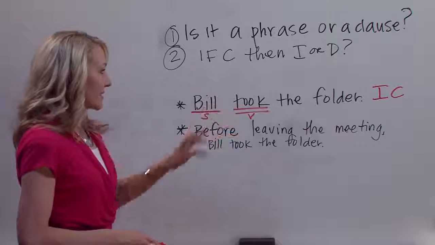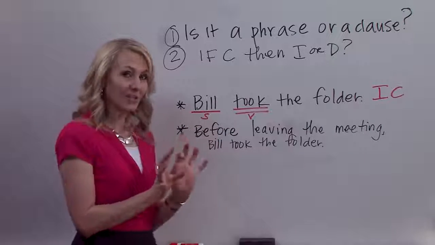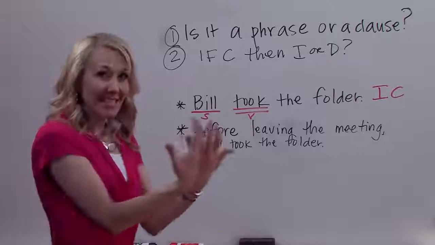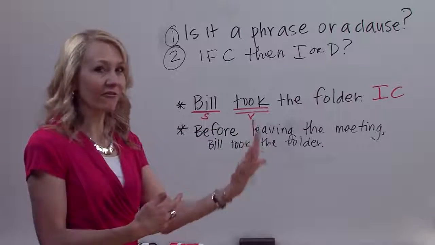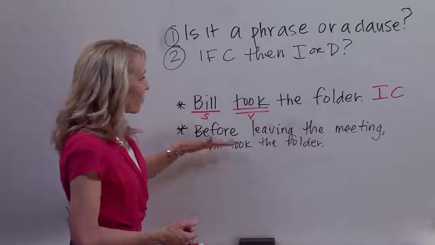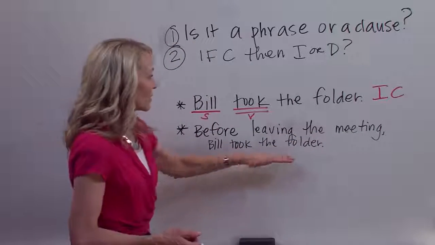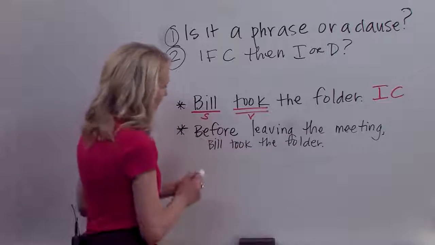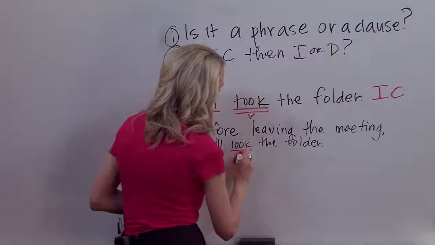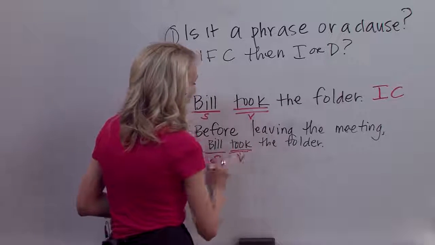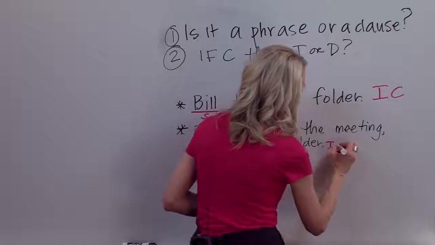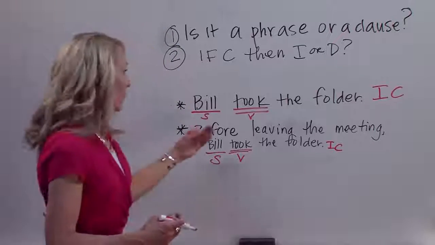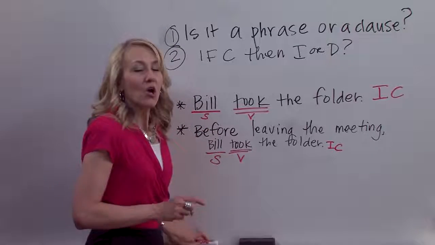Now let's go to our next sentence. Remember I mentioned that often if we have a word group offset by a comma, that's an indicator we need to analyze if we have a phrase or a clause. So, before leaving the meeting, Bill took the folder. Now I already know that Bill took the folder has a subject and a verb, so this is an independent clause. Well, what about the new content that I added to the sentence, before leaving the meeting?